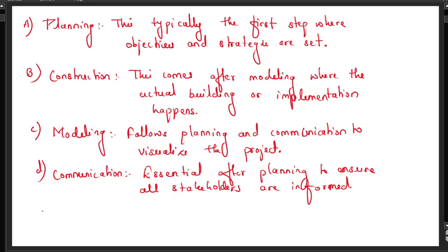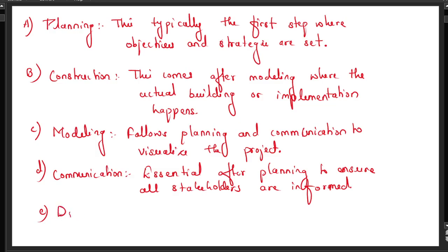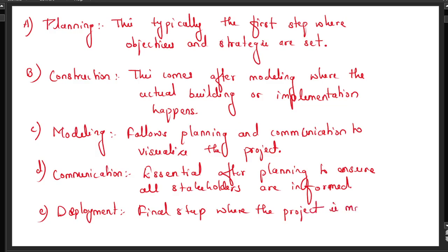Option E is deployment. So this is the final step where the project is made operational or launched. So what do you think is the correct sequence here?